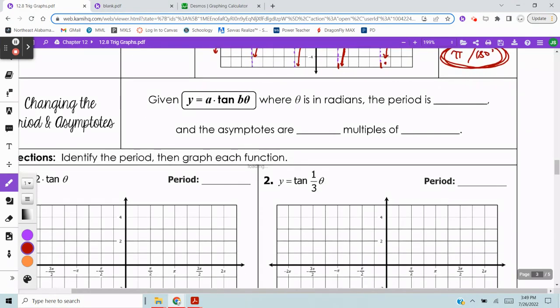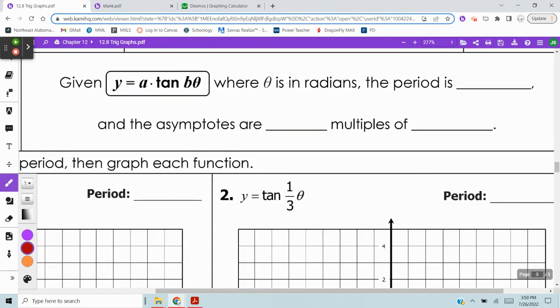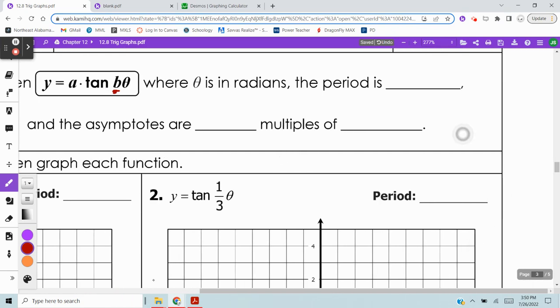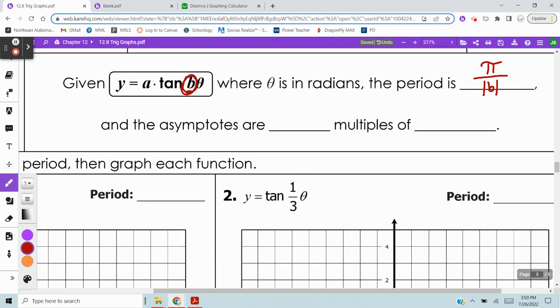Now let's talk about changing the period and the asymptote lines for tangent. So given that y equals a times tangent of b theta, b is going to be very important to us in these, where theta is in radians. Now, normally the period is pi, or 180, but you multiply by a factor of 1 over b. We reciprocate this to see how much it's compressed. So if b is what's being multiplied by our theta value in this case, then 1 over b is going to be our actual scale factor.